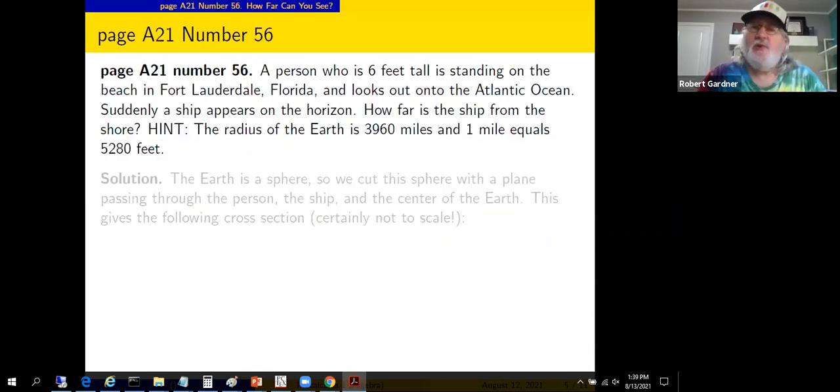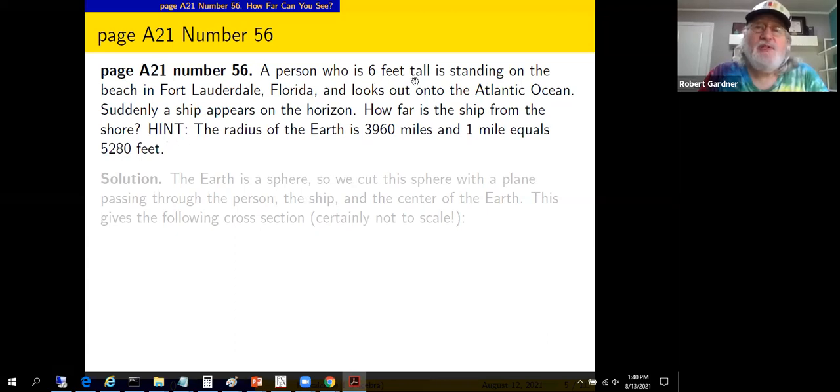All we have at our disposal at this stage is the Pythagorean theorem for this appendix. The following story will draw a picture. This book seems to like mixing units together. Here they're going to mix feet and miles. So we'll have to deal with that. The story is a person who is 6 feet tall is standing on the beach in Fort Lauderdale, Florida, and looks out into the Atlantic Ocean. Suddenly, a ship appears on the horizon. How far is the ship from the shore?